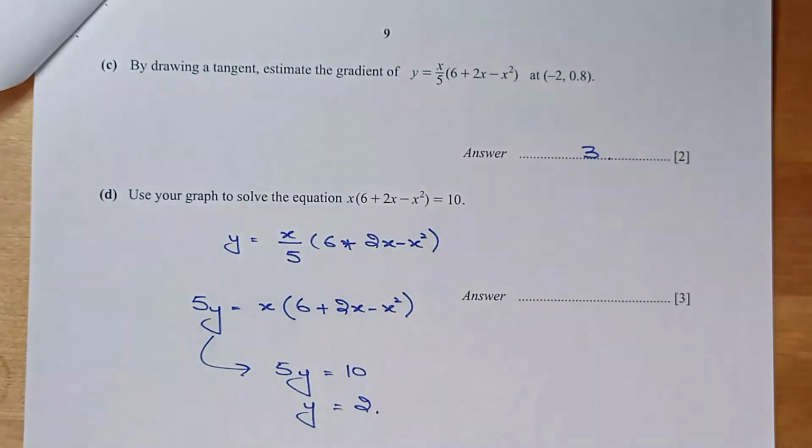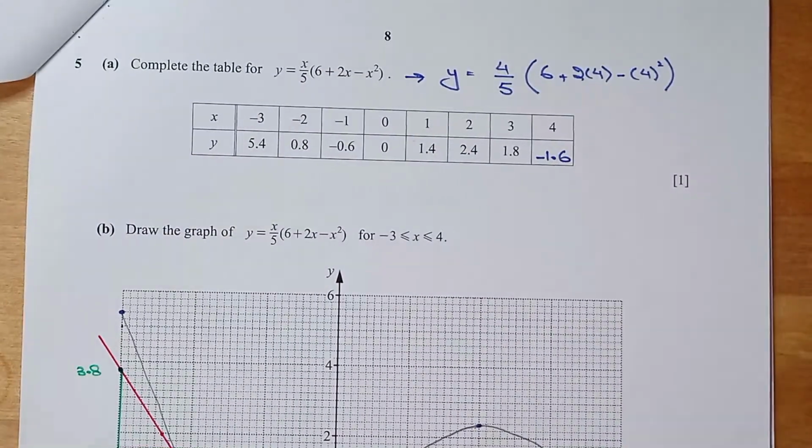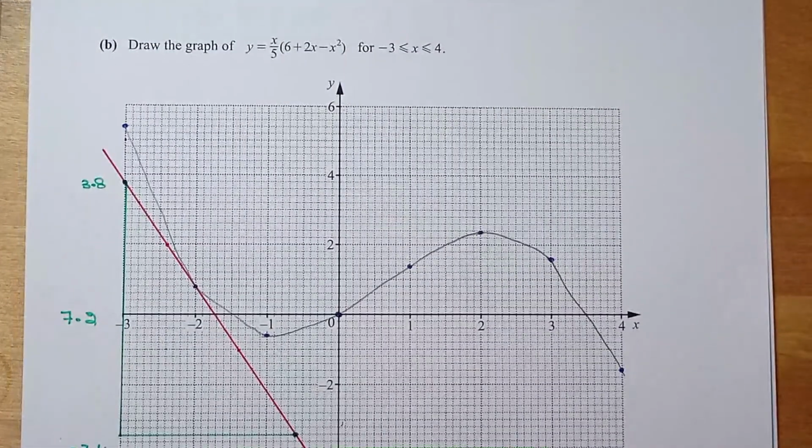So we need to draw the line on the grid at y equals 2 and find the values for x, right? Okay, so draw the line at y equals 2.